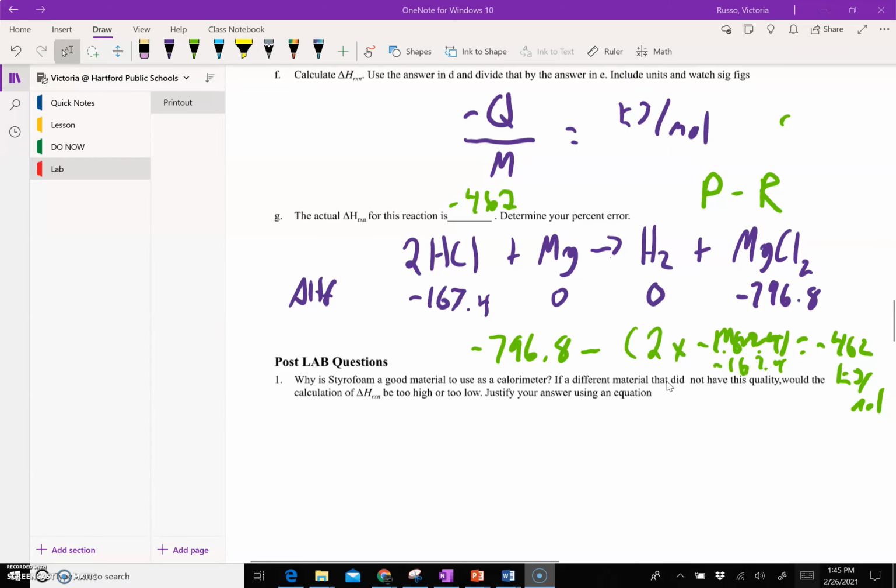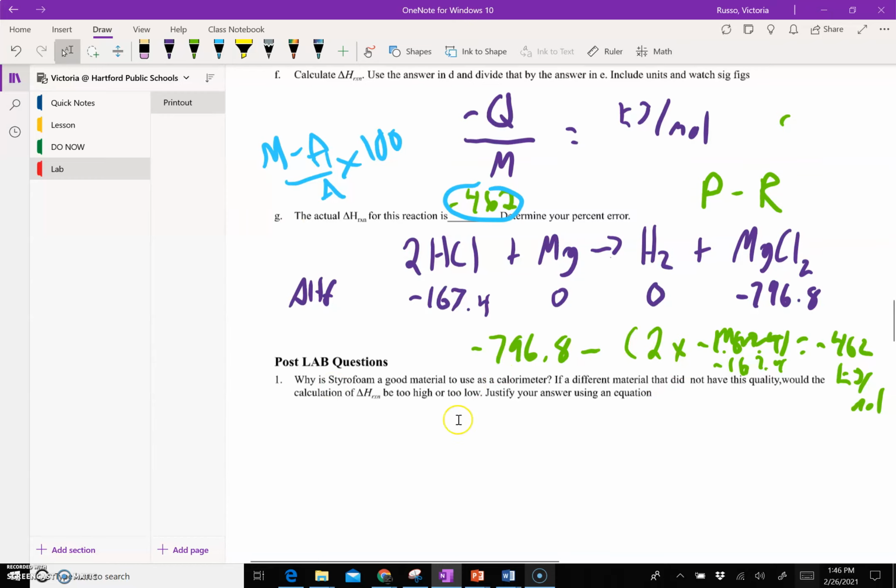Please remember that the percent error formula, which I'll just write over in this spot over here, is the measured value, what we got in the lab, minus the accepted value, which is this value here, divided by the accepted value times 100.